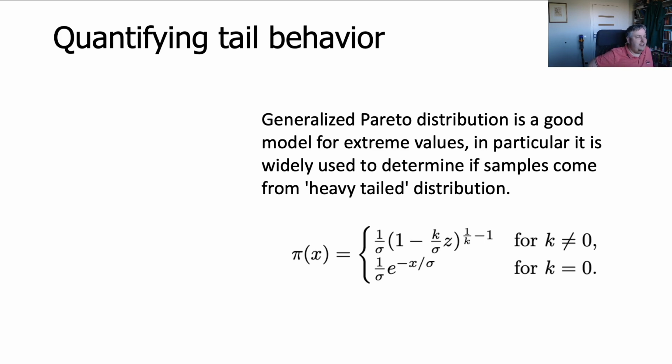And one of the ideas is to estimate the tail behavior. So how heavy are the tails of the distribution that we are generating samples of? Because if they are heavy, then we might have some problems with interpretation of our results. So for example, our expected values might not make sense.